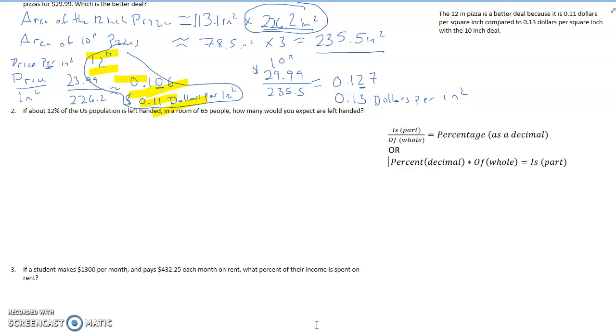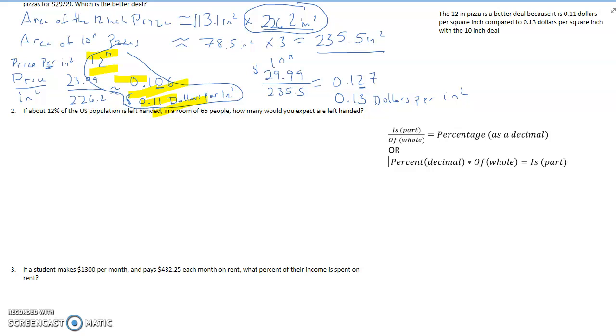Okay, so now we're going to take a look at some pretty basic concepts that we just need to get down, which is how we work with percentages. So it says if about 12% of the U.S. population is left-handed, in a room of 65 people, how many would you expect are left-handed?